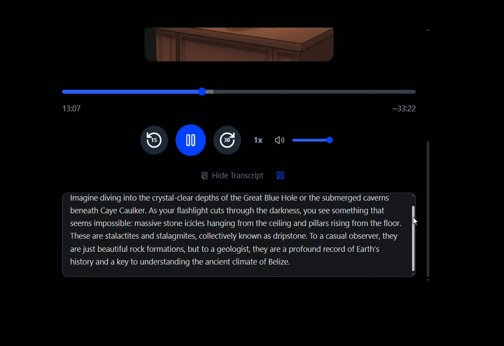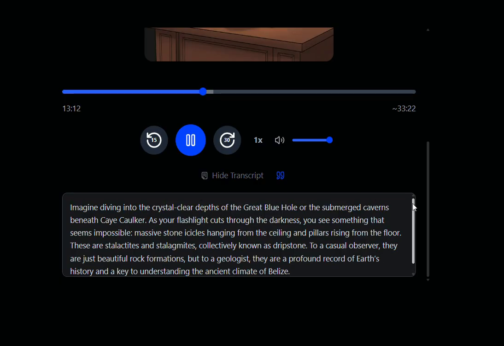Imagine diving into the crystal-clear depths of the Great Blue Hole or the submerged caverns beneath Kai Kalker. As your flashlight cuts through the darkness, you see something that seems impossible. Massive stone icicles hanging from the ceiling and pillars rising from the floor. These are stalactites and stalagmites, collectively known as dripstone. To a casual observer, they are just beautiful rock formations, but to a geologist, they are a profound record of Earth's history and a key to understanding the ancient climate of Belize.